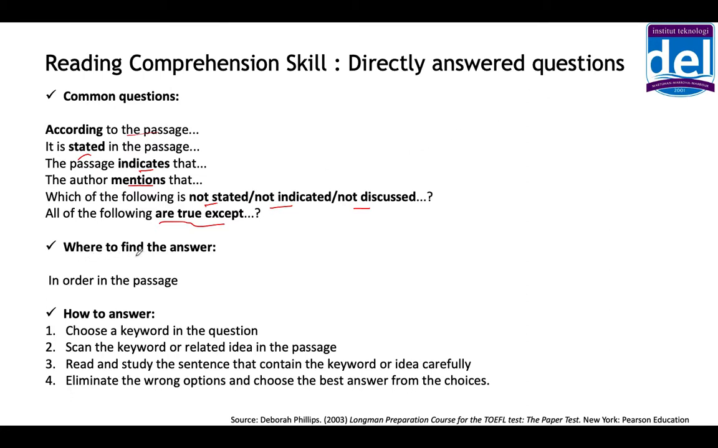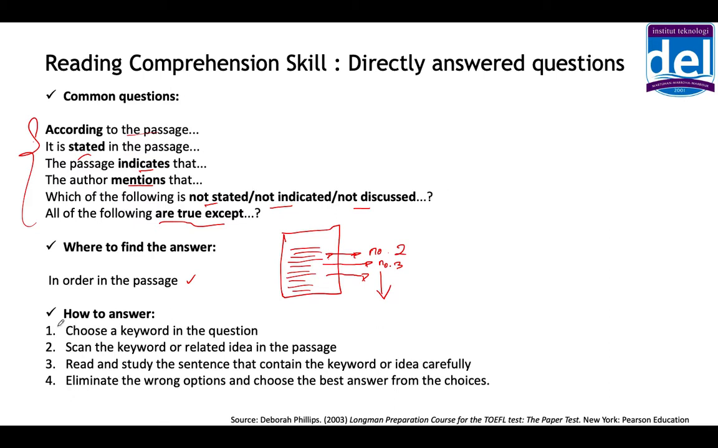And now let's look at where to find the answer. It says here that the location of the answers to this type of questions is in order in the passage. So let's suppose that this is a text and it consists of some sentences. What it means by in order in the passage is if we already know that the answer for number 2, for example, is in this sentence, the answer for the next question will be below this sentence. So the answer for number 3 will be here, and the same thing for the next number. And for your information, this type of questions are the most frequently asked questions in the reading comprehension.